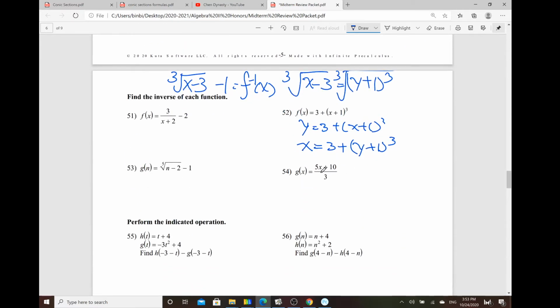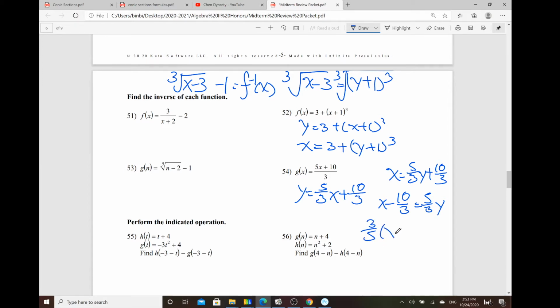And this one is just a linear function, so you can just put it as y equals 5/3 x plus 10/3. Swap the variables, so x equals 5/3 y plus 10/3. Okay. So this one is solved for y, so subtract 10/3. And then divide by what? 5/3, or multiply by 3/5. So 3/5 times x minus 10/3. So that equals the inverse of f of x.